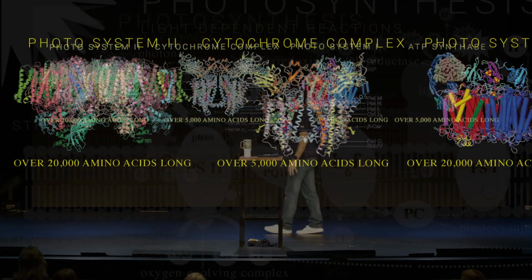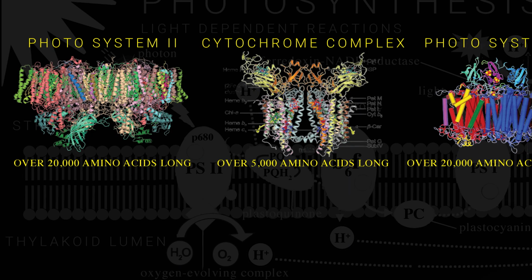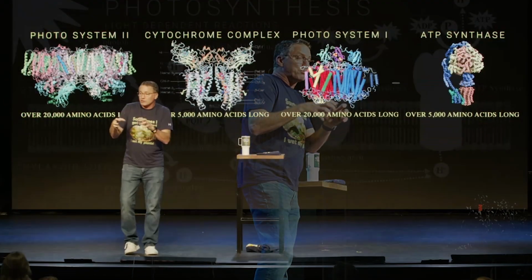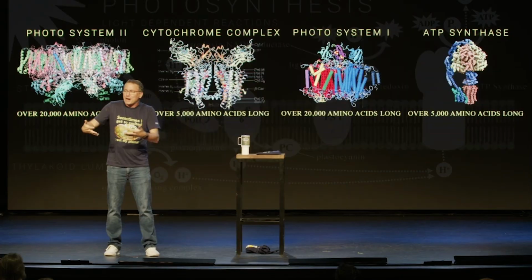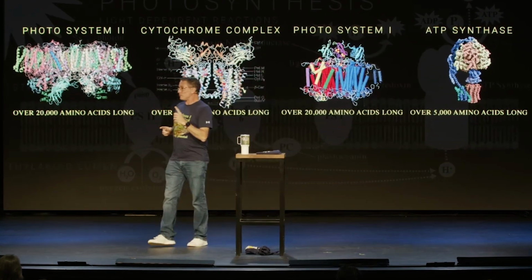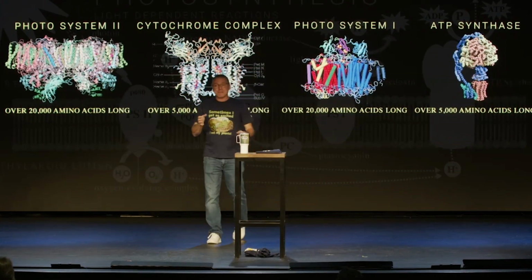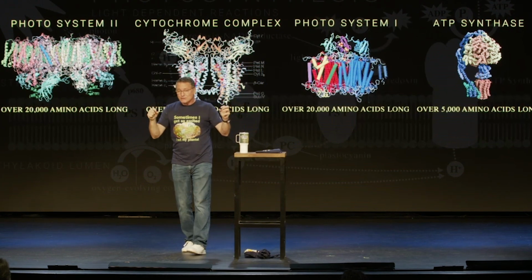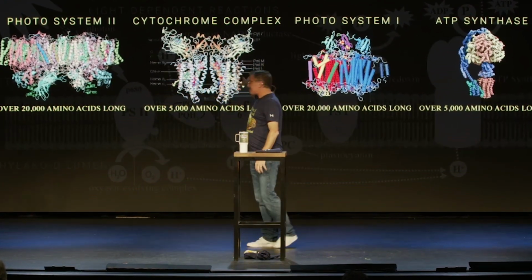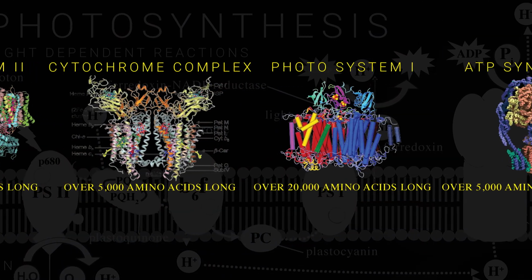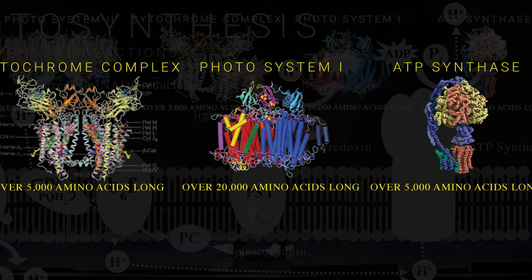Now, we have these enzymes. This is in your book. Photosystem 2 has over 20,000 amino acids. Now, let me help you understand this. You might think of amino acids and proteins like letters and words. Amino acids are like the letters, and you combine them together to form proteins, the building blocks of life, like letters that combine to form a word. Imagine, if you will, a word that is 20,000 letters long. That is how many amino acids are necessary to link up in exactly the right order, or you don't have photosystem 2. That cytochrome complex has over 5,000 amino acids. Photosystem 1, over 20,000 amino acids, and ATP synthase, over 5,000 amino acids.